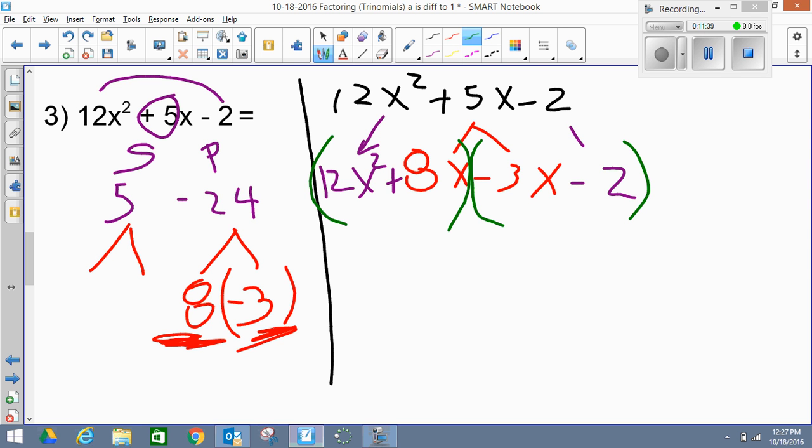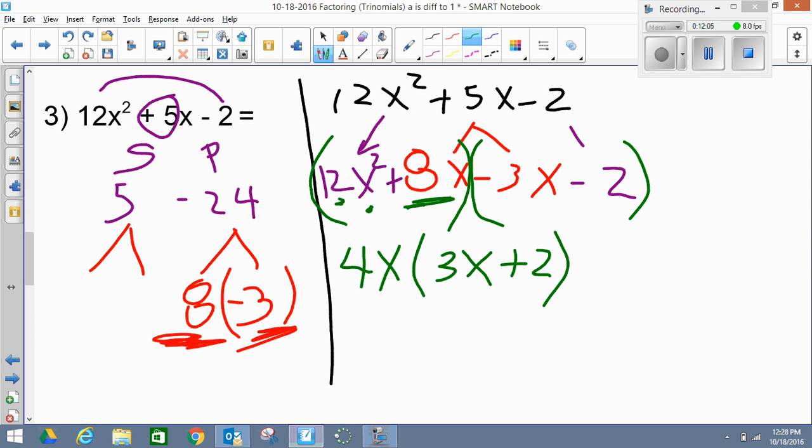GCF on each parenthesis. GCF on the first parenthesis. Between the 12 and the 8, common factor is 4. Between the x squared and the x, common factor is x. Inside, 12 divided by 4, 3. X squared divided by x, x. Plus 8x divided by 4x. The x is cancelled, you have a 2 left.